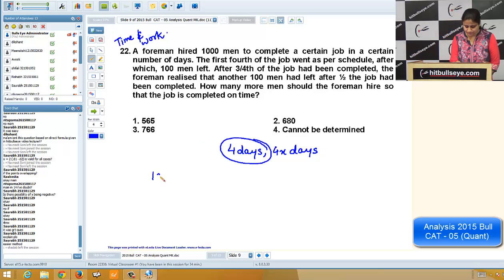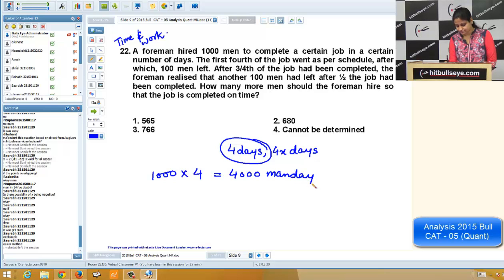So my job is to, 1,000 men. There are 1,000 men available and 4 days. So job is of 4,000 men days. Now coming to the story. The first fourth of the job went as per schedule. What is 1/4 of 4? That is 1. It means for the first day 1,000 men were working and they took 1 day. It means 1/4 of the job is done. So remaining are 3 days.